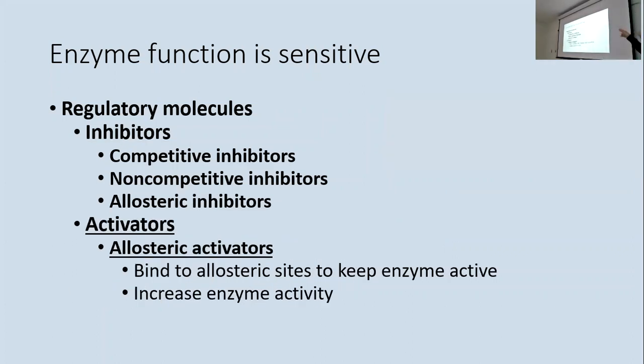Conversely, we've got allosteric activators. That's where an enzyme has an allosteric site, but in this case it's an on switch. When it's on its own, the enzyme is by default off, by default not working. We can have an activator that binds to the allosteric site and turns the enzyme on. So in that case, that little molecule is an allosteric activator. It activates the enzyme.